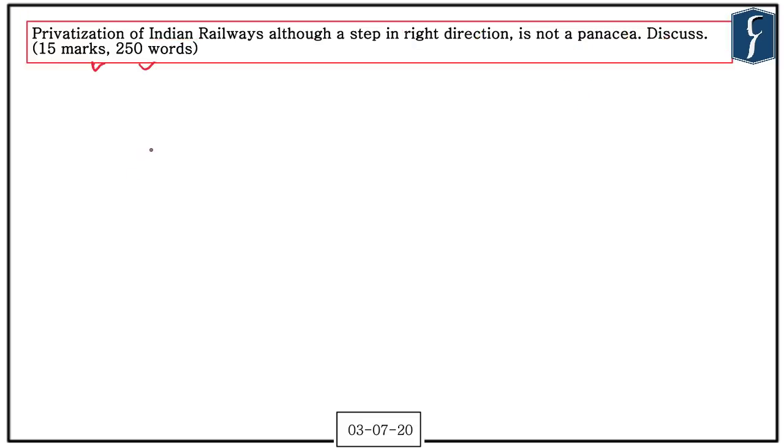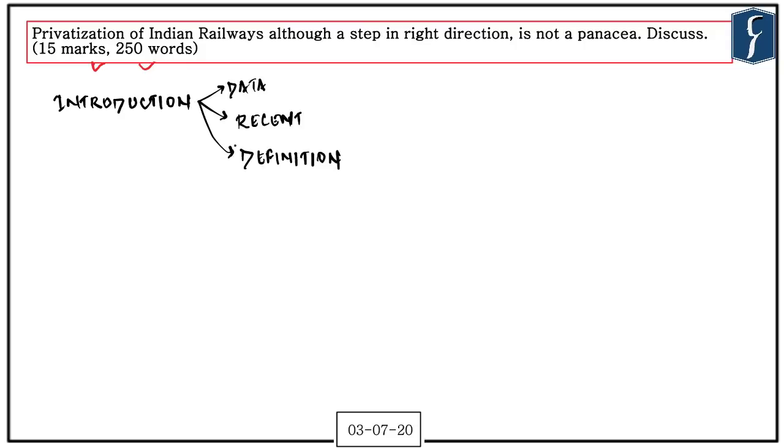So any approach towards a mains answer should start with an introduction. And there can be various styles of writing an introduction. It could be about data. It could also be about any recent event. It could also be a definition. So in this particular example, either we can start by defining what privatization of Indian Railways means, or we can also start by saying that recently the Government of India has taken a decision, or Indian Railways has taken a decision to increase the participation of the private sector in management of Indian Railways. So that depends upon personal choice.